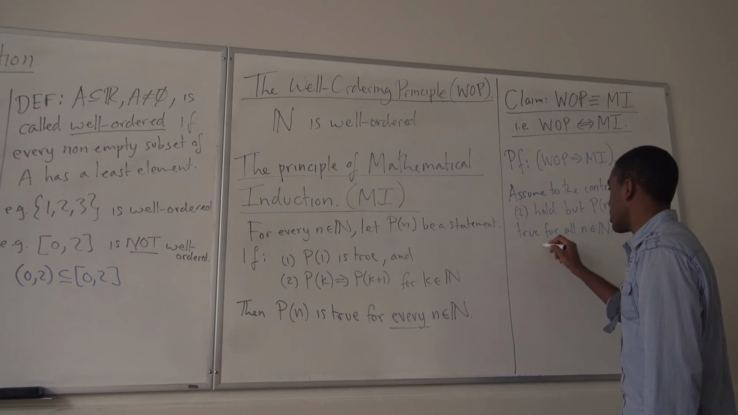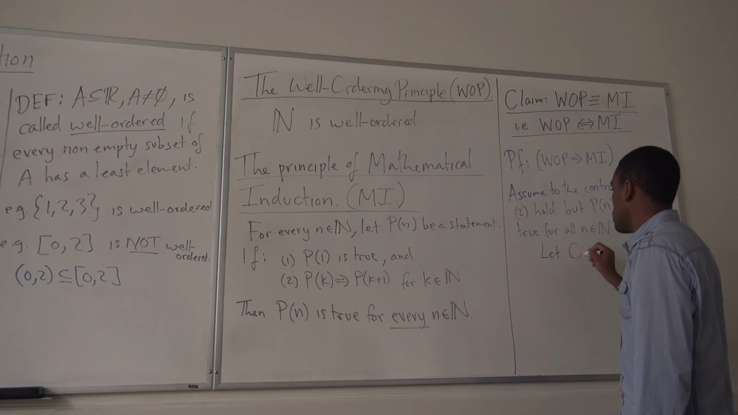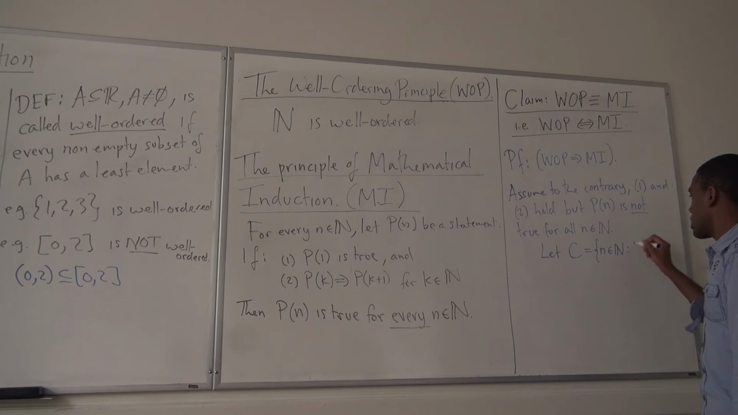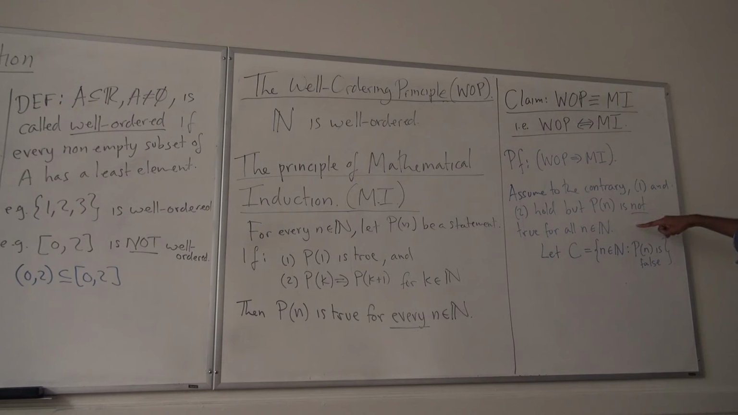We create another set. Let C be the set of all natural numbers such that it's false. Right? So I claim it's not true for all n, which means take all the numbers for which it's not true and throw those in a set. So I made a subset of the natural numbers containing all the integers for which P of n is false, right?